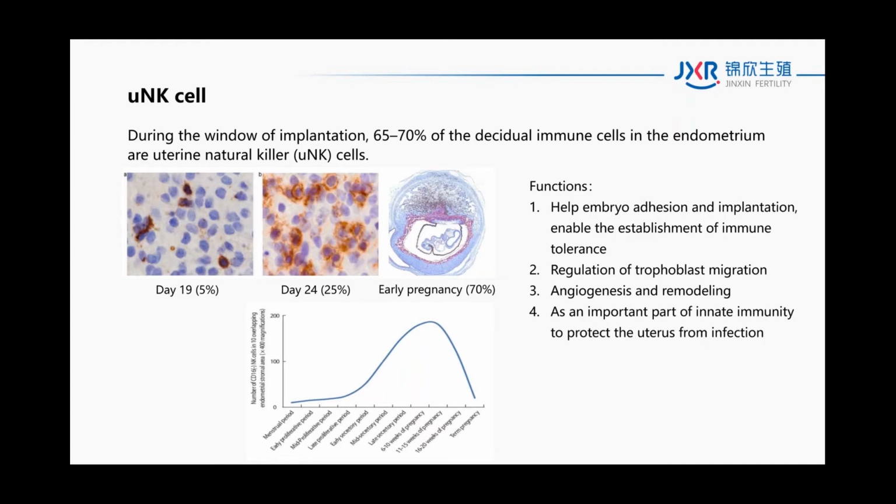During the window of implantation, 65 to 70% of decidual immune cells in the endometrium are natural killer cells. Its functions are to facilitate embryo adhesion and implantation, induce the establishment of immune tolerance, regulate trophoblast migration, enable angiogenesis and remodeling, and protect the uterus from infection as an important part of innate immunity. From the middle luteal phase to implantation to early pregnancy, NK cells increase gradually from 5% to 25% to 70% in early pregnancy. So NK cells are very important immune cells in the process of pregnancy.